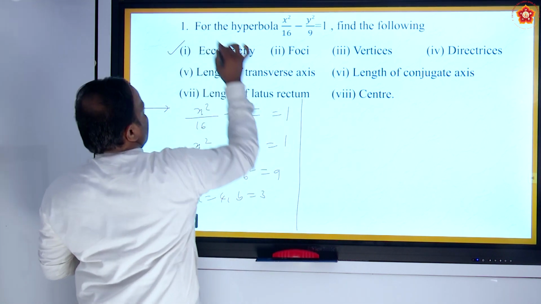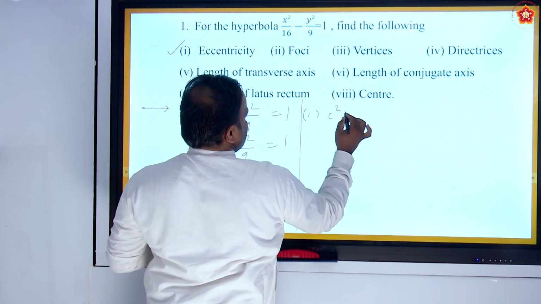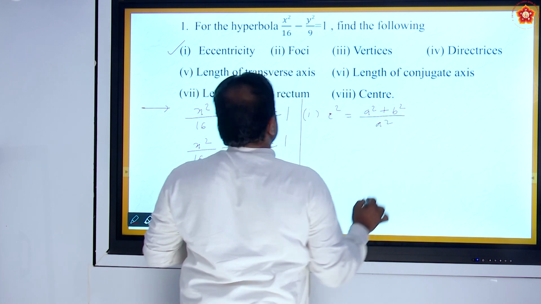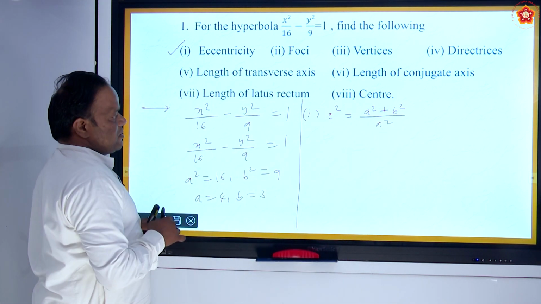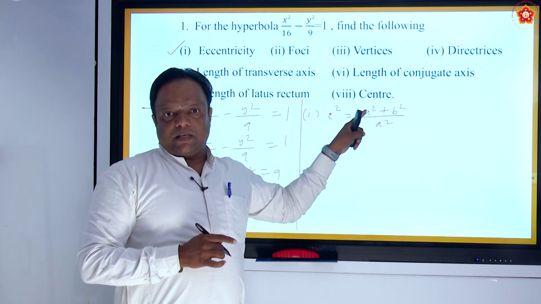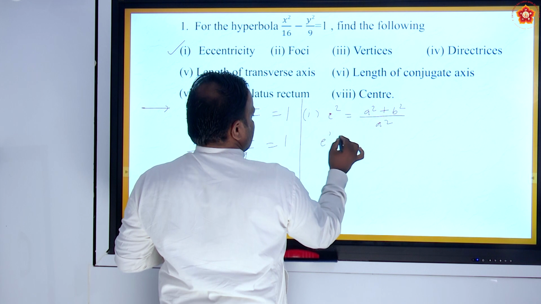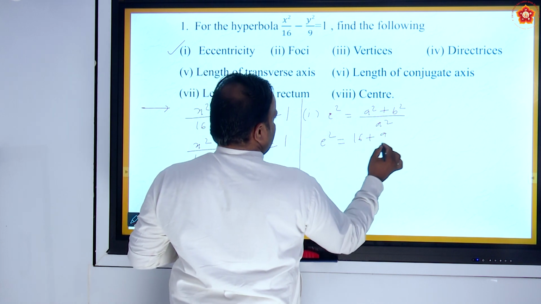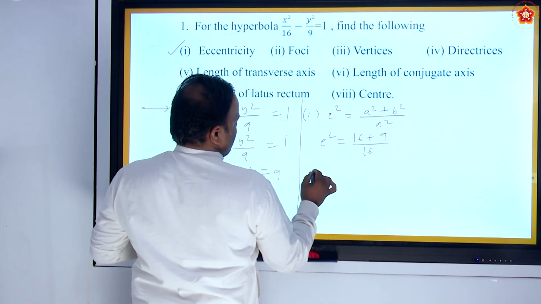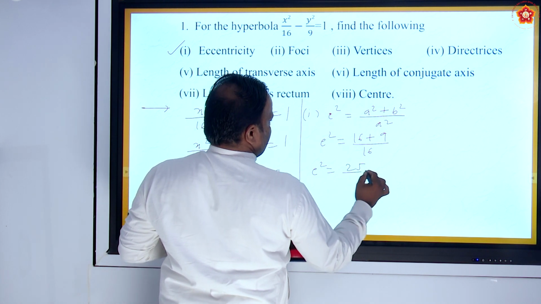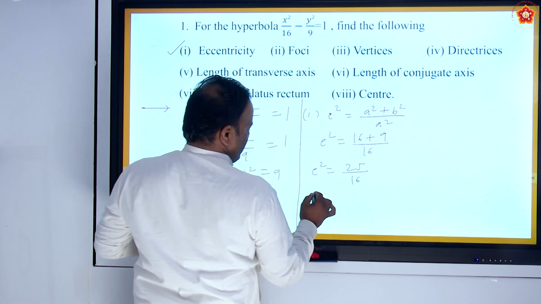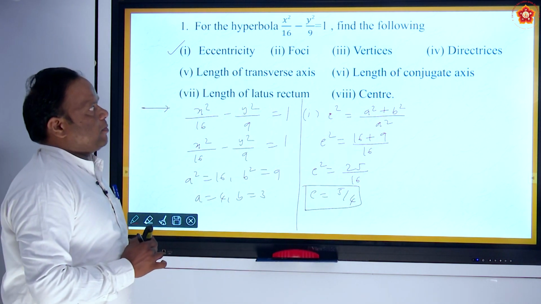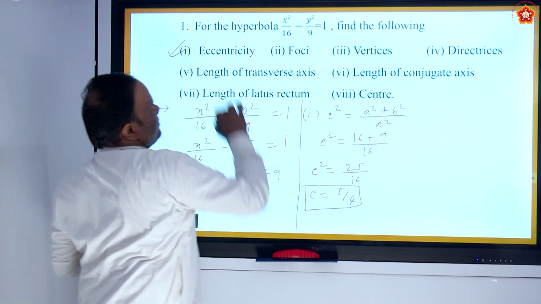First, find eccentricity. Number 1 is eccentricity. Eccentricity is given by e square is equal to a square plus b square divided by a square. In this case, x square by 16 minus y square by 9 equal to 1. So, e square is equal to, what is a square? It is nothing but 16, plus b square is nothing but 9, divided by a square, again 16. So, e square is equal to 25 divided by 16. What is e equal to? e is nothing but 5 by 4. This is the eccentricity of the given hyperbola. Eccentricity is over.